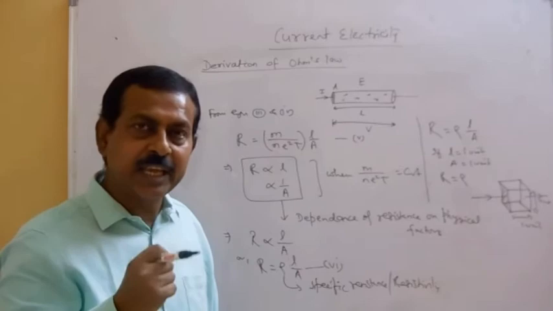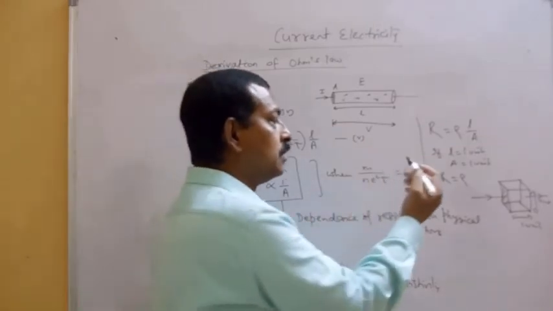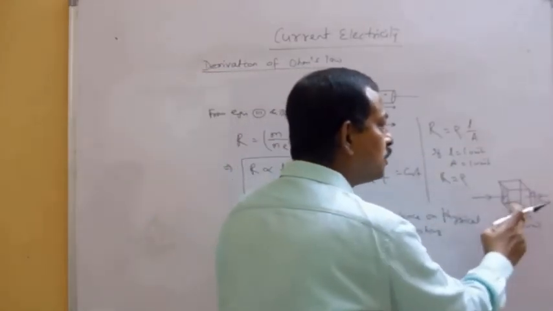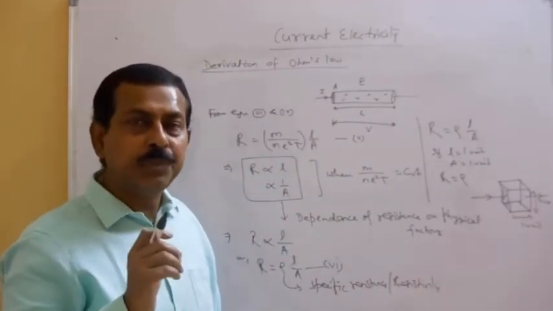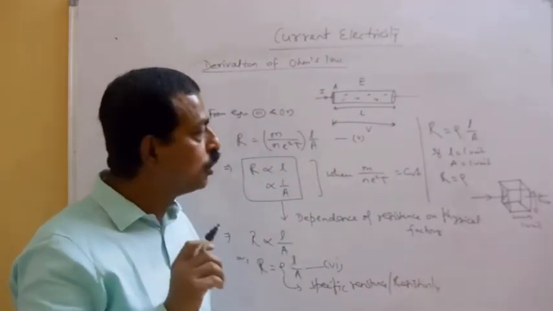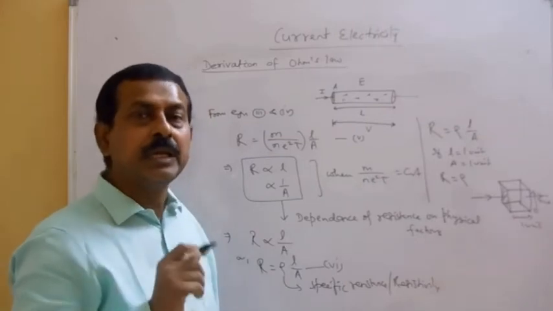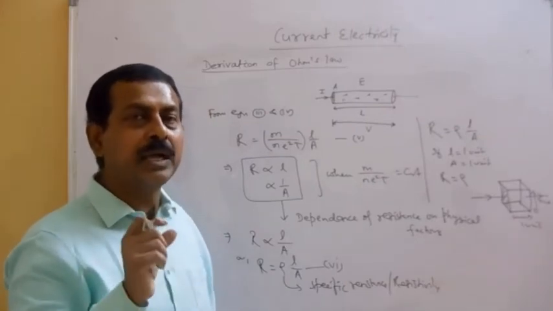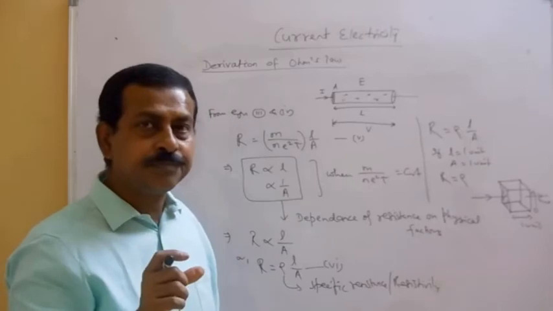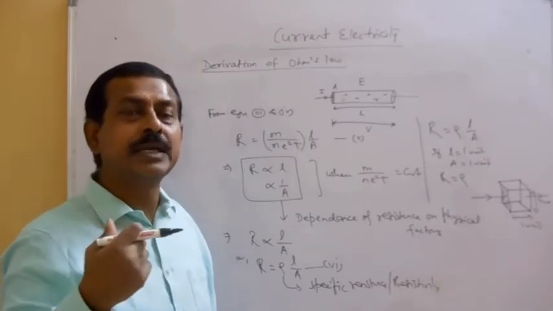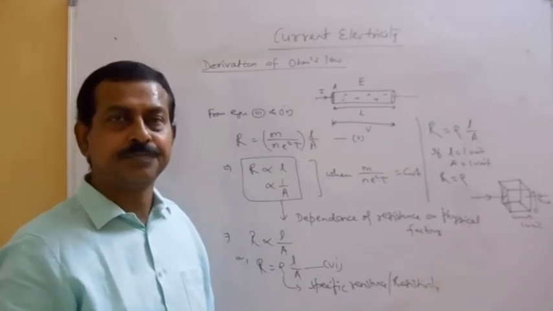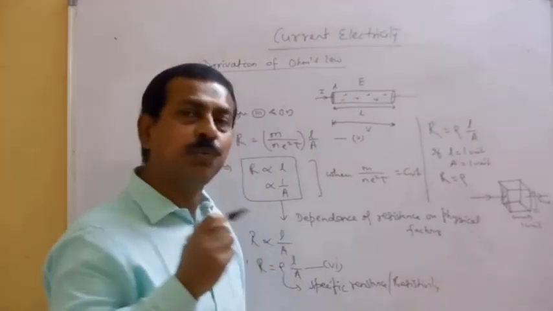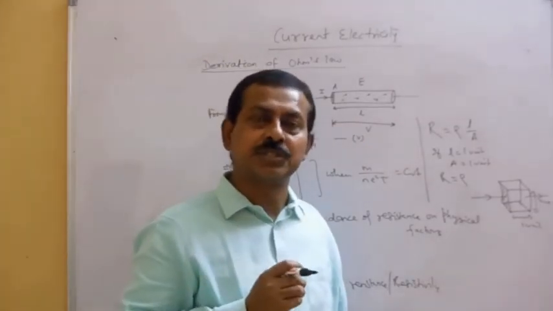So we can say that the resistance offered by this cube made of that material will be numerically equal to the specific resistance, if this cube has unit side and current is entering from one face and leaving from the other one. So this is how we define a specific resistance.